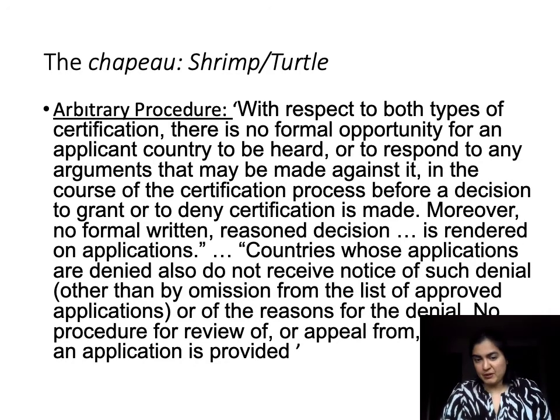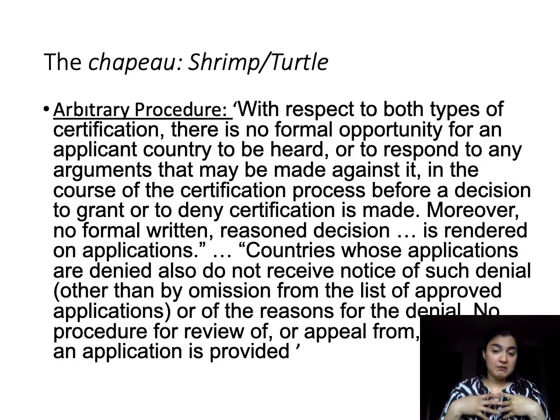So with respect to arbitrary procedure, this is what the court said. They said, with respect to both types of certification, there is no formal opportunity for an applicant country to be heard or to respond to any arguments that may be made against it in the course of the certification process before a decision to grant or deny certification is made. So there is no opportunity for the applicants who apply for the certification. The certification allows them to export shrimp to the US market. So there is no opportunity for these applicants to be heard or to respond to the arguments.